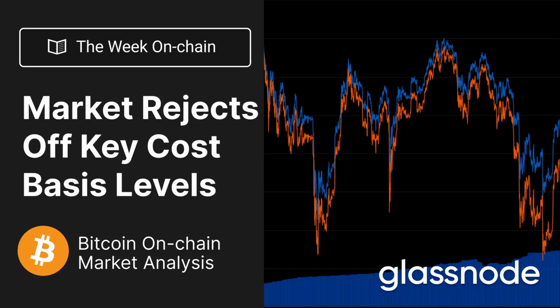So we have seen a bit of a pullback of late, and what we're going to look at today is some of those key levels, and there's about 3 of these on-chain cost bases that are relevant that we're going to explore today. And what you'll often find, or certainly I found in my experience, quite often when you look at these realized price levels, they often tend to coincide with technical analysis levels.